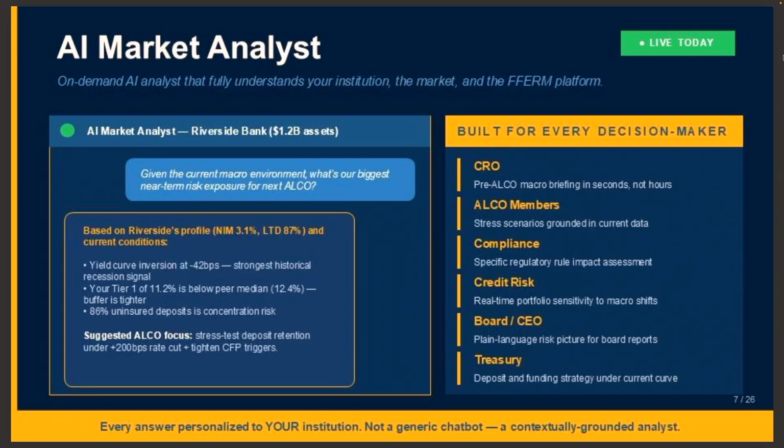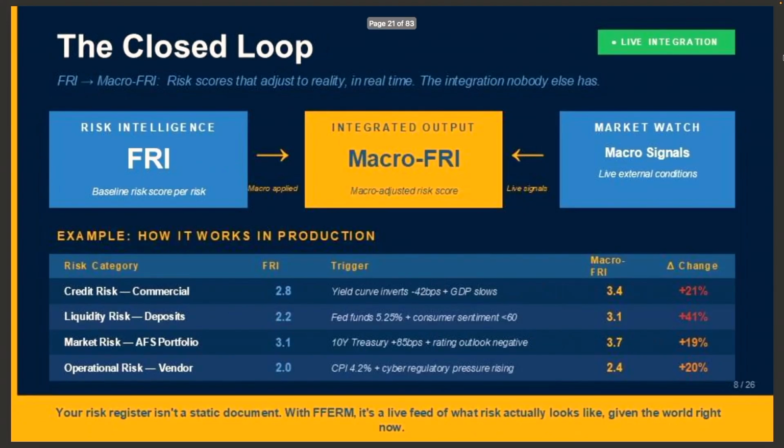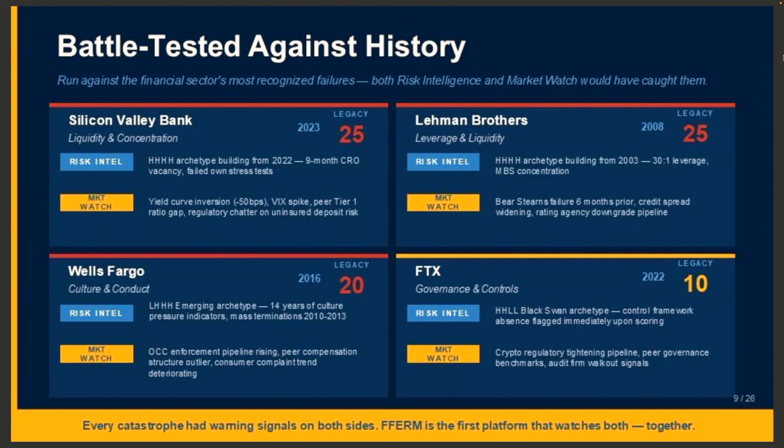And some of the things that we want to highlight is that SVB, Lehman Brothers, Wells Fargo, and FTX all had both internal and external issues that made them fail. But they only focused on the internal issues. Well, our application and methodology focuses on both.